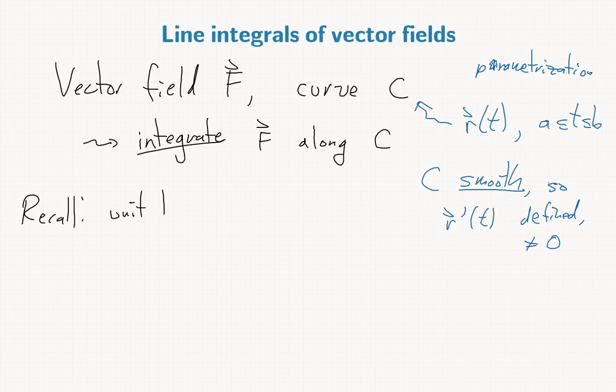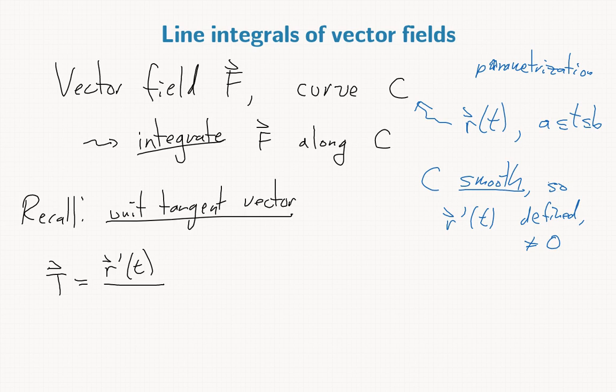we have the unit tangent vector. There's two ways of defining this. One is, from the definition, we take the tangent vector, or the velocity vector, and we just normalize it. So now it has norm 1. But this is also the tangent vector in the arc length parameterization.